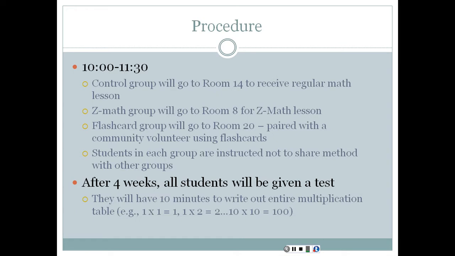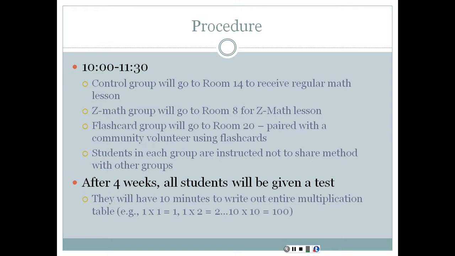So, for the procedure for this particular study, from 10 o'clock to 11:30 every morning, the usual time for the daily math lesson, the students in the control group will go to room 14 where they will receive their regular math lesson, as usual. Students in the Z-math group will go to room 8 for their Z-math lesson, and finally the students in the flashcard group will go to room 20, where each student will be paired with a community volunteer to work with the student using flashcards.